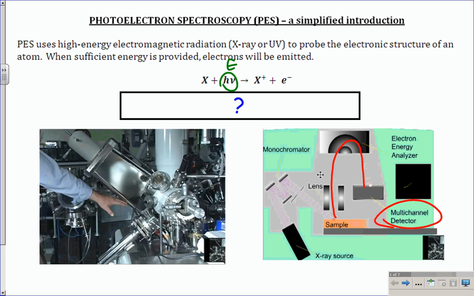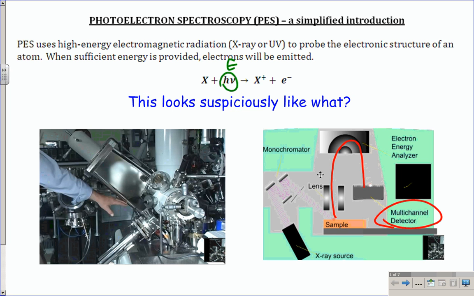Now, think a second and look at what we're talking about. We have an element becoming a cation plus an electron. What principle have we looked at very recently that this sounds suspiciously like? Well, think a second here. If you need to, pause, but I'm just going to give it away. It's ionization energy. So really this equation is very similar to our ionization energy equation.